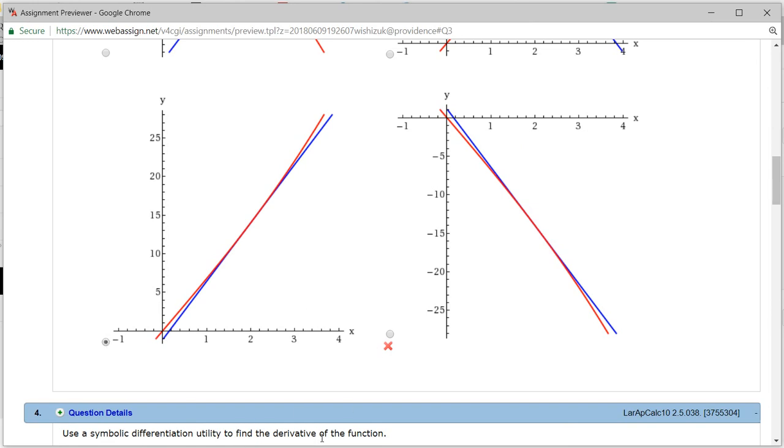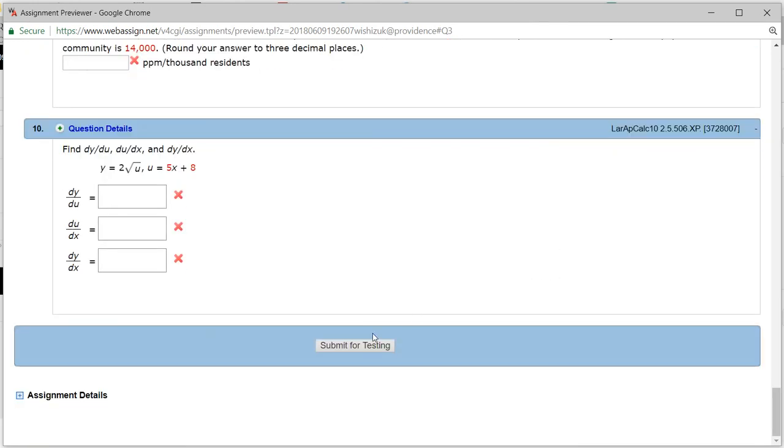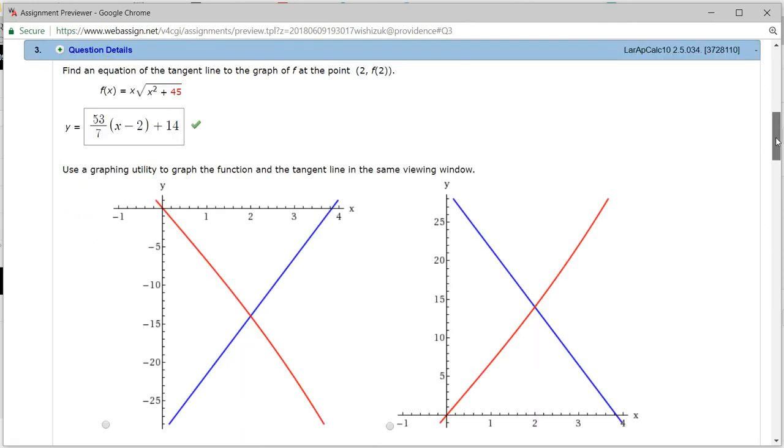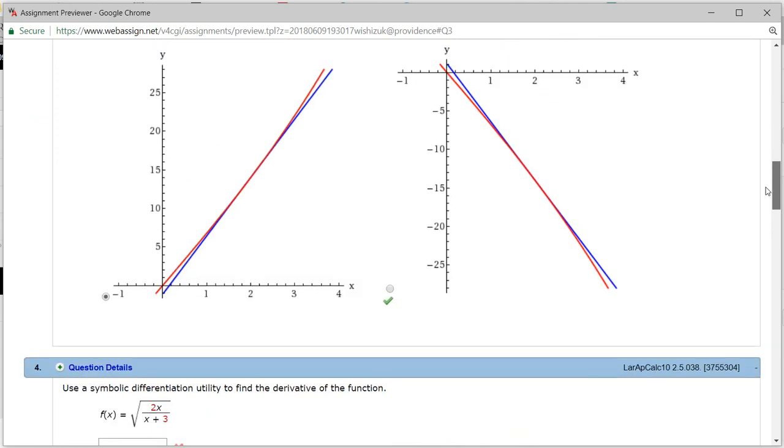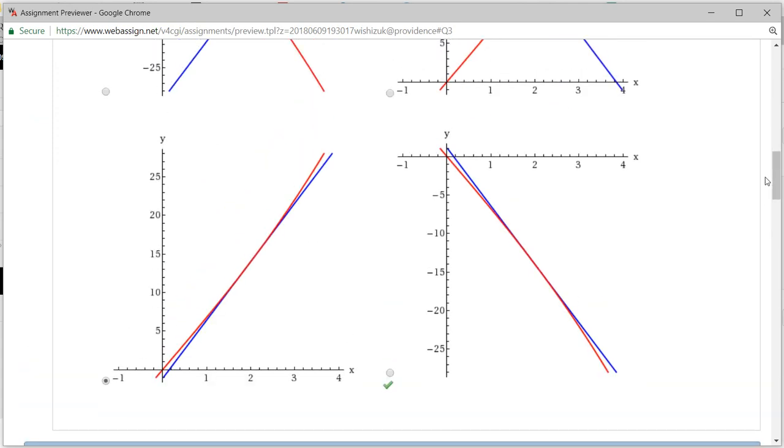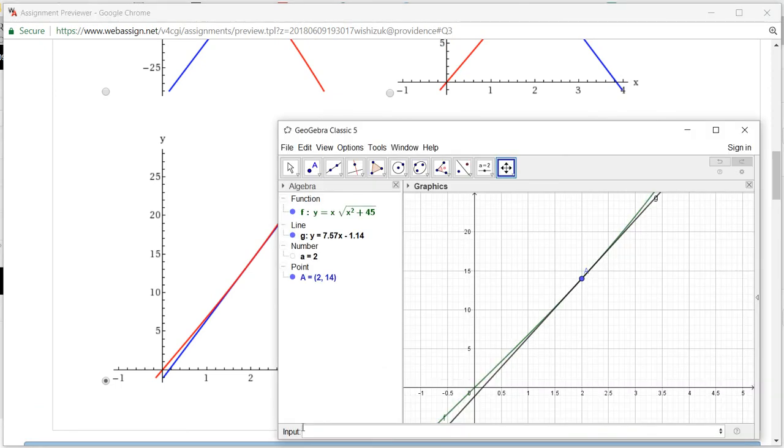Let's check the answer. Submit for testing. It came back, and looks like we got the correct graph as well. That's it. I hope that this was clear.